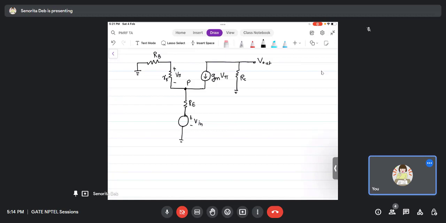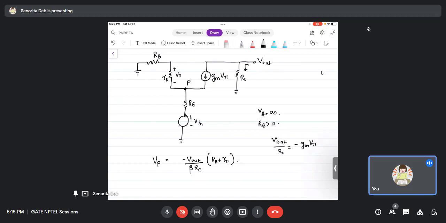Now in this case, what you see is the voltage at Vp is nothing but V out upon beta Rc into Rb plus R pi. Now how did it come? So we are considering Va as infinity, and Rb is greater than 0. So this is the case. Now what is V out by Rc? V out by Rc is nothing but minus GM V pi. This can be our first equation.